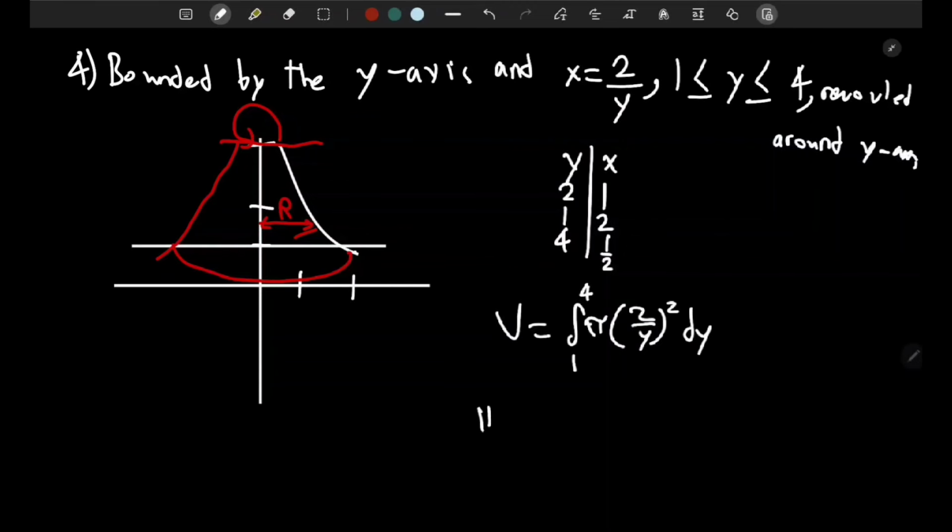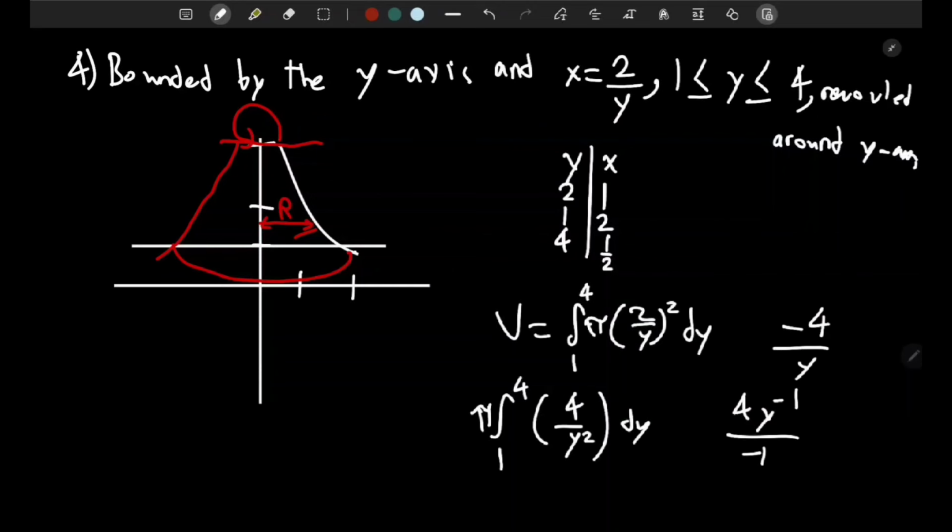So here I'm going to take pi outside, integration from 1 to 4, and this is going to become 4 over y squared dy, and you can take it up, so it becomes y to the negative 2 plus 1 over negative 1, and you are going to be left with negative 4 over y from 4 to 1, and there's pi outside, and the final answer that you will get is going to be 3 pi.